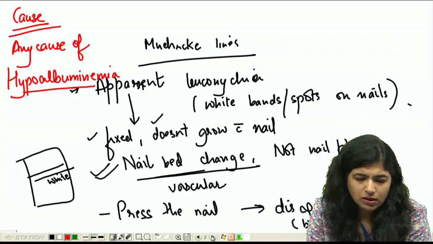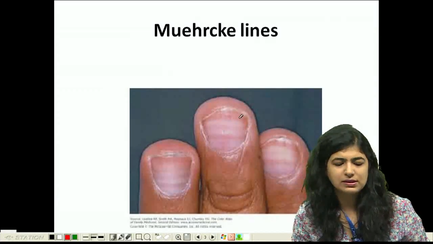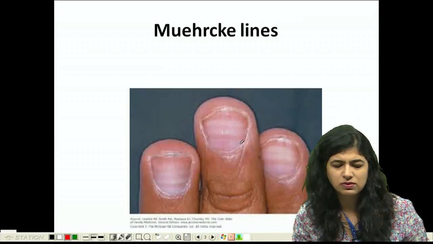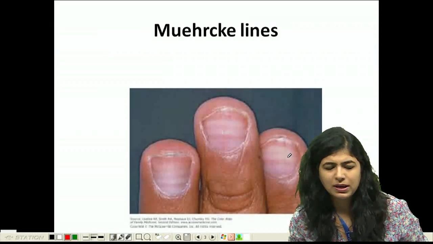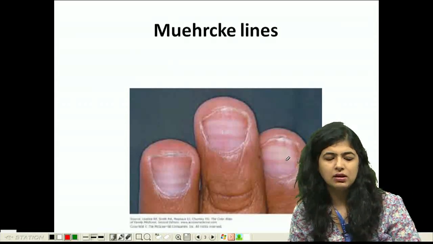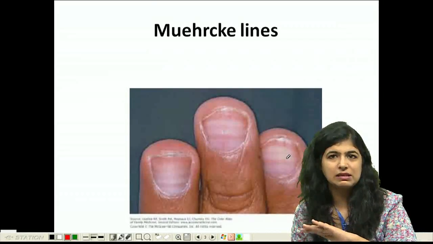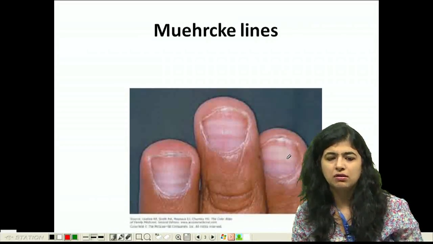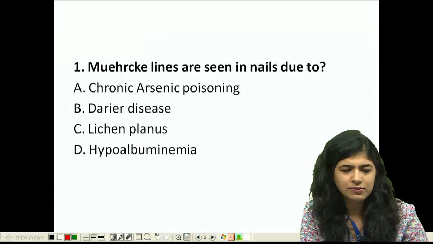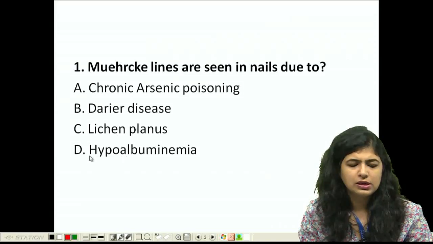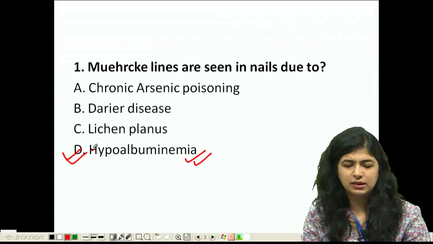Is that clear to everyone? I have an image of these Mürke's lines for you. See these white bands. If such an image is given to you in the exam, identify that these bands are present on the nail bed. You cannot make this out like this, but if you press on the nail, it will blanch completely, it will become all white. These lines will disappear. This is apparent leukonychia, the cause of which is hypoalbuminemia. So if we move on to this question, Mürke's lines are seen in nails due to, the answer here becomes D. Clear?